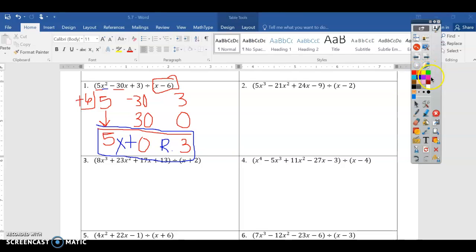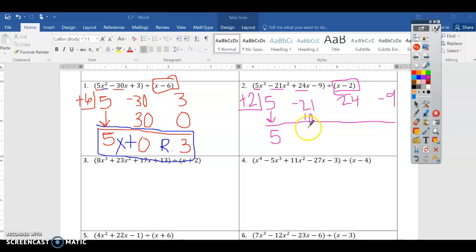Okay, let's do it again. What's our multiplier? This says -2, so I'm going to take the opposite, +2. I'm going to take the coefficients of each of these terms, so that's 5, -21, 24, and -9. Bring down the 5. 5 times 2, 10. -21 plus 10 is -11.